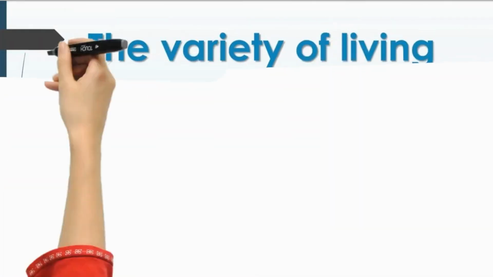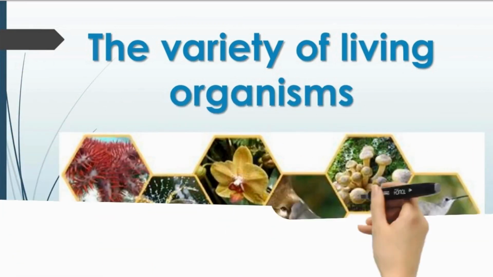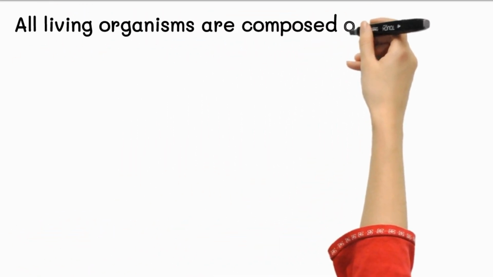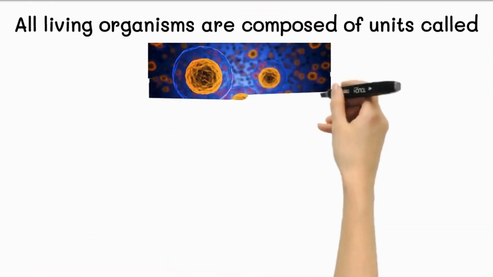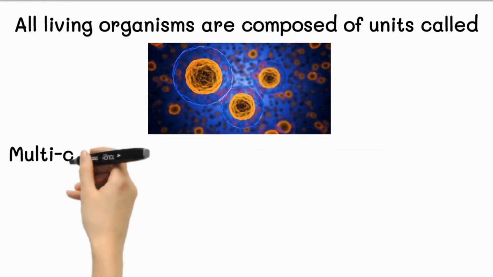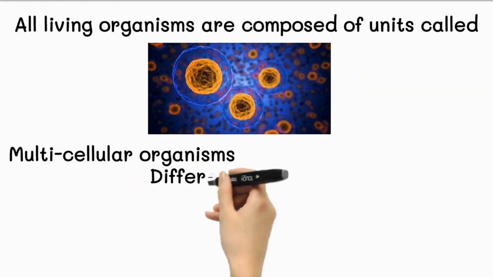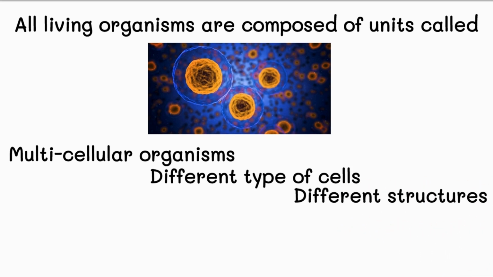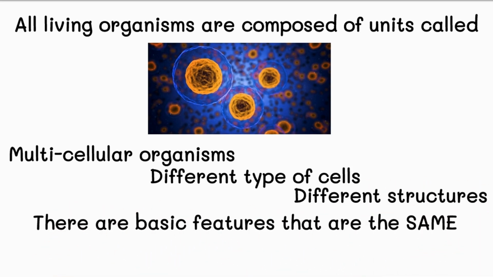In today's episode, we will be exploring the variety of living organisms, so let's dive right in. All living organisms are composed of units called cells. In many cellular organisms, there may be hundreds of different types of cells with different structures. Despite all the differences, there are basic features that are the same in all cells.